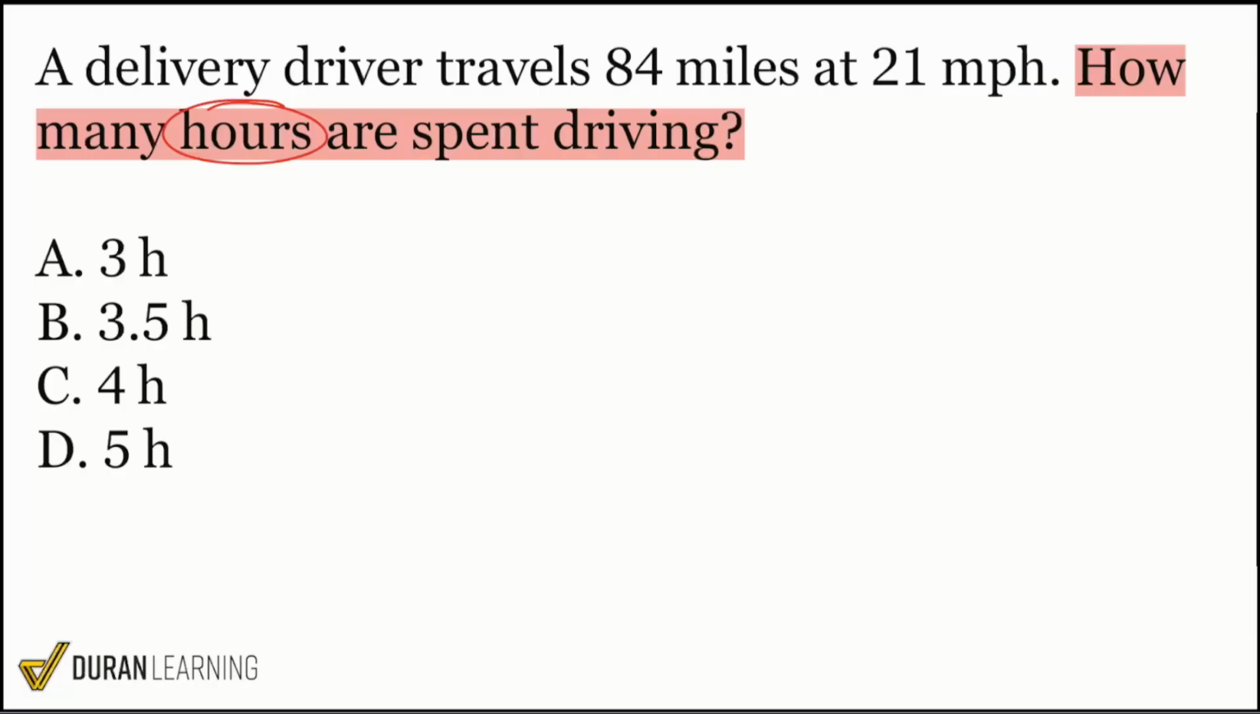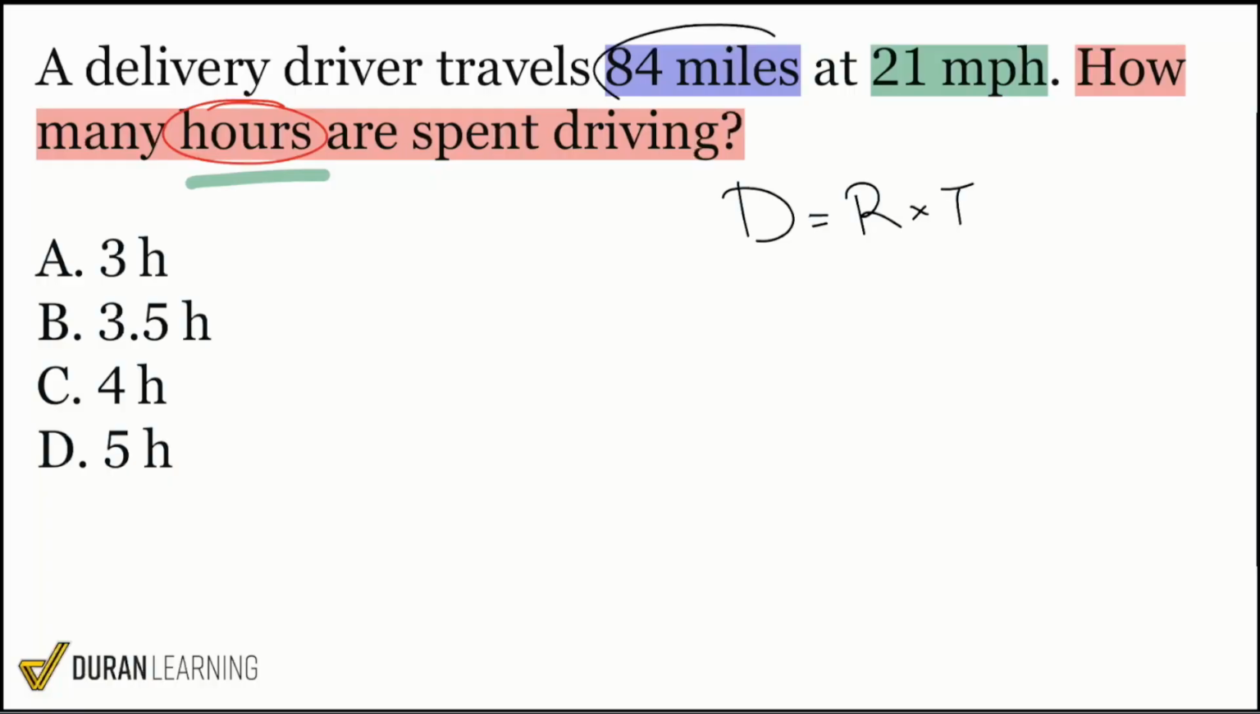So we can clearly see that we have a distance right there, and we have a rate over here, and we're looking for time. So yes, indeed, this is a distance, rate, and time question. So I'll write that formula right there. D equals R times T. And I'm going to plug in what we have in the places that we can. Distance, right there, 84 miles. Rate, 21 miles per hour. And we are looking for time.